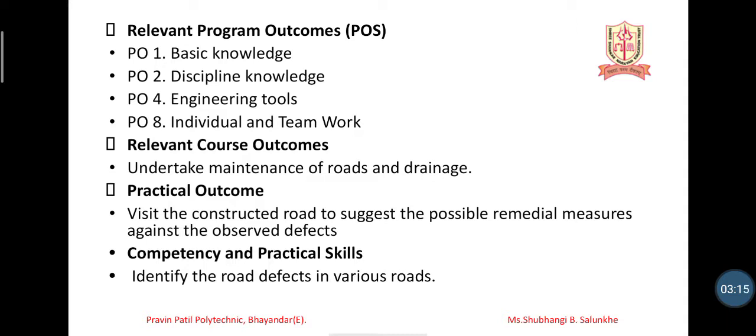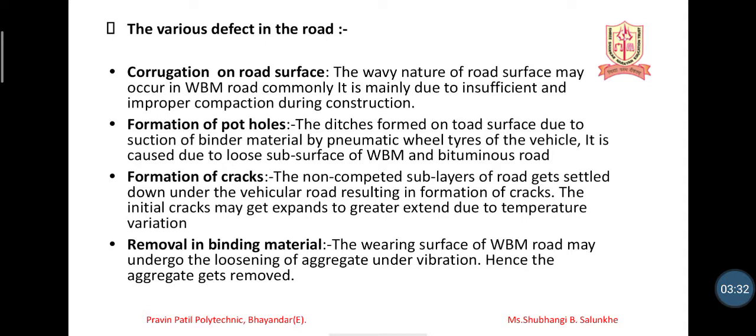Then competitive and practical skill: identify the road defects in the various roads. This is the main part. First we need to identify which type of defect is present on the road. So let's start it. Okay, which all defects are there on the road? First is the corrugation on the road surface.